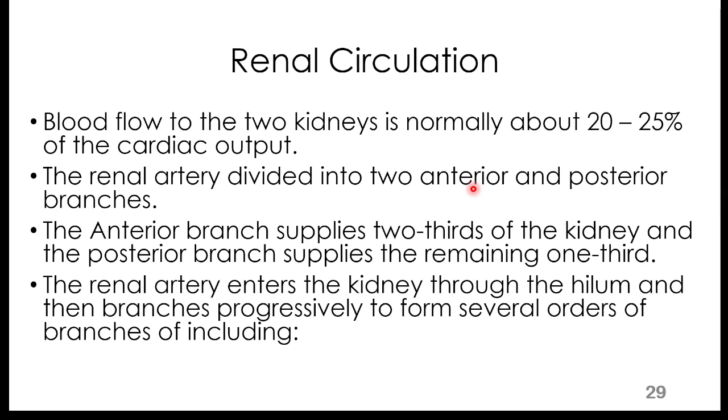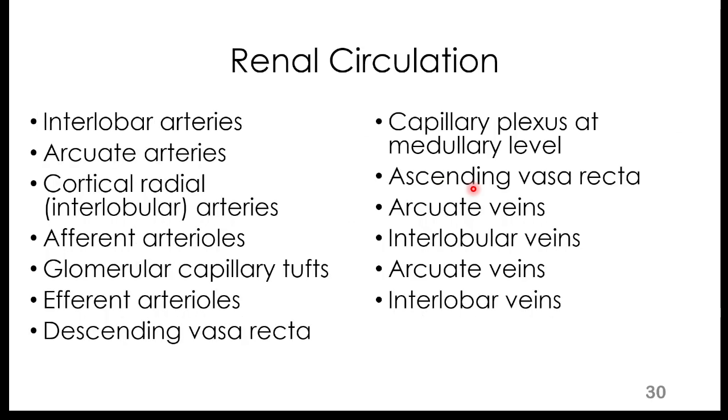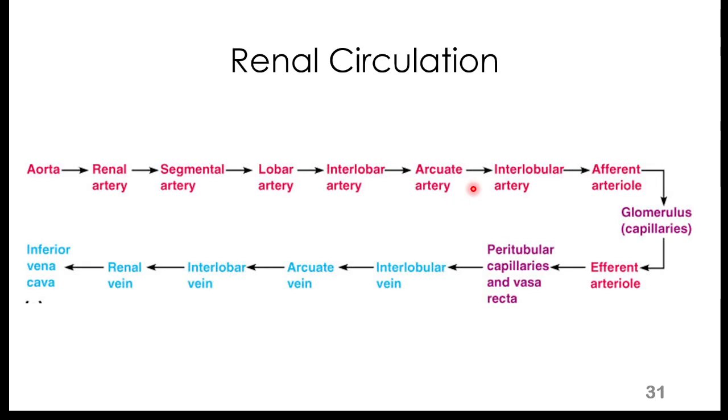The renal artery divides into two, anterior and posterior branches, right? Now, this is a physiology lecture, so we'll not be dwelling too much on the anatomy. I believe you already know most of this. All right. So these anterior and posterior branches will subsequently divide to supply every part of the kidney, and they divide into several orders of branches which are listed here and shown better in this schematic.